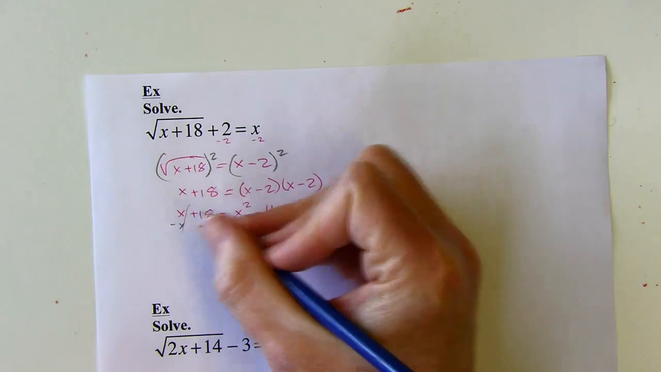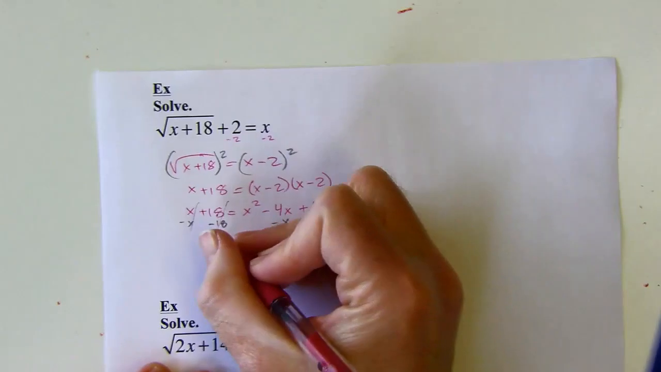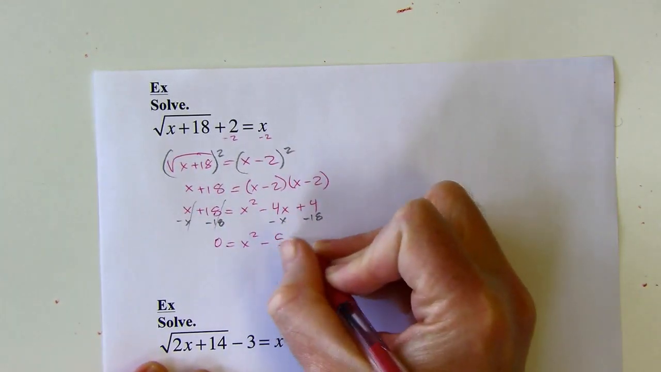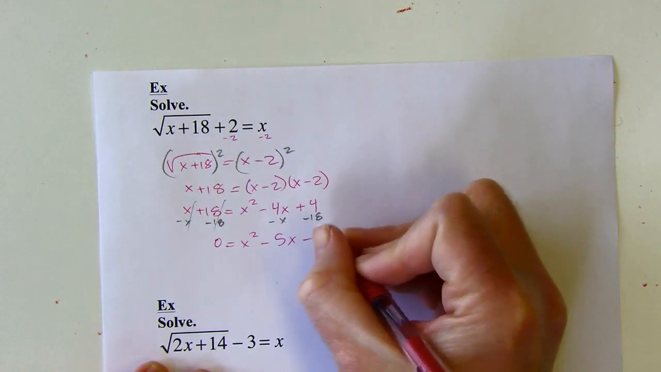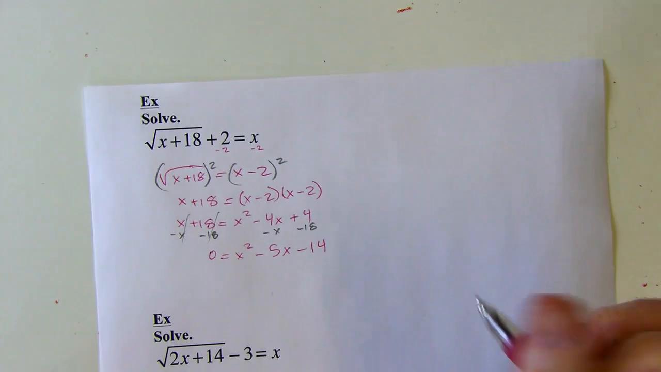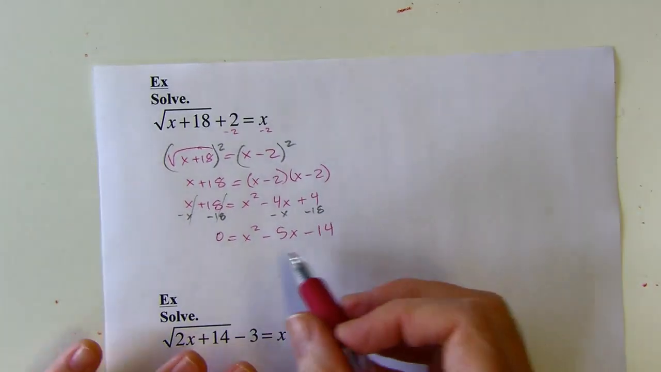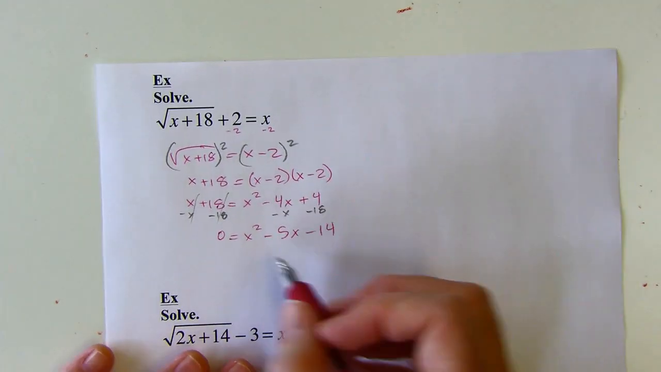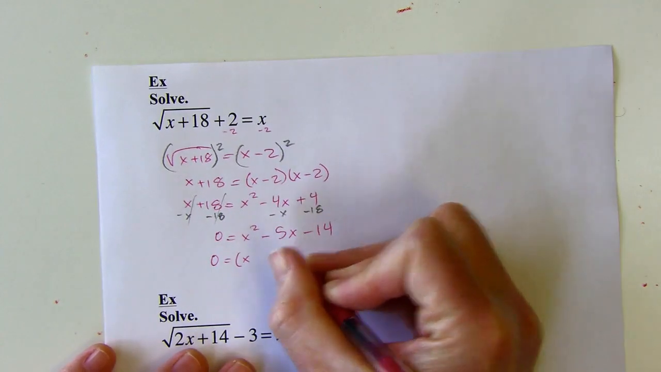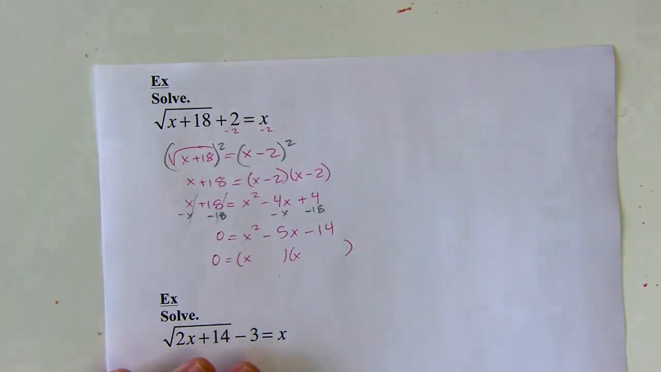Okay, and that means those are going to cancel out on the left side, so I just have 0. And then I've got negative 5x minus 14. Okay, so now I've got a quadratic trinomial. So I want to factor this, right? I mean, you could use the quadratic formula or complete the square as well. But when it's factorable, that's going to be the easiest way to solve these. So if this is factorable, it's going to look like that, right?